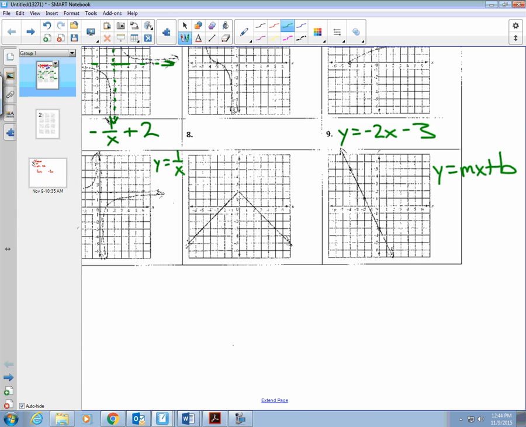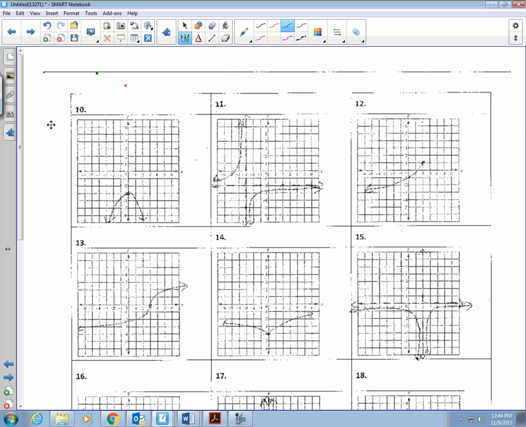Flip it over 2 more. How about 11? What's the parent function? Not 10, 11. What would the parent function be for 15?